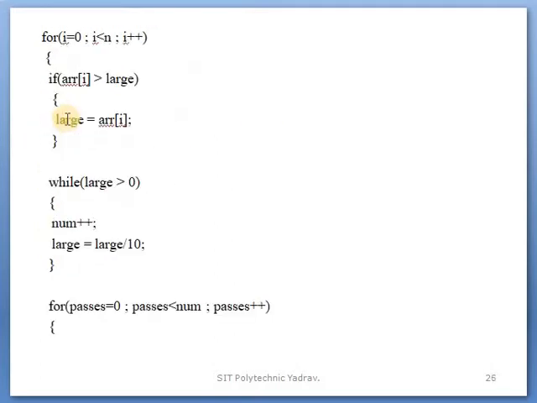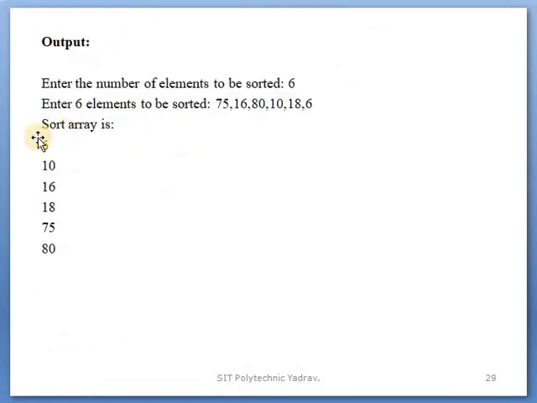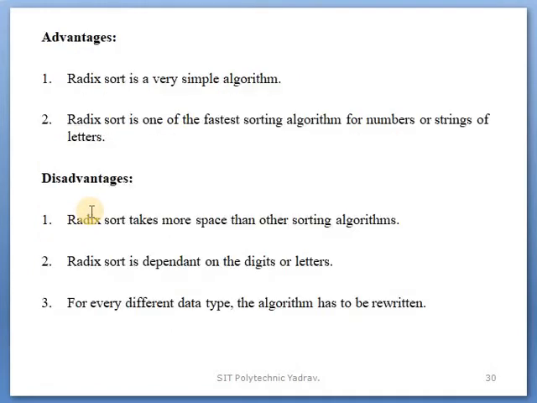After that, the output statement, sorted array is, is displayed using the printf function, and the numbers are automatically displayed one by one, because in the printf function you use \n. After that, advantages and disadvantages.